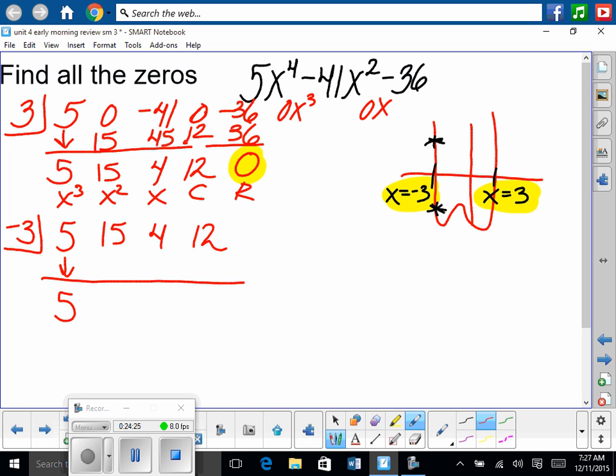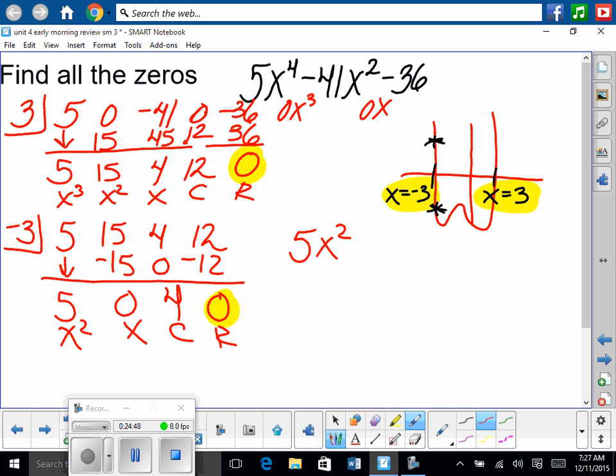Drop that down, we get -15, add straight down 0. 0 times -3 is 0, add straight down 4. 4 times -3 is -12, add straight down 0. So our remainder is 0, we've done this correctly. If this is our remainder, this is our constant. If that's our constant, that's our x. If that's our x, that's our x squared. So we have 5x squared, and then plus 4. Now that's our quadratic. That's not our answer though, but we know how to solve that. So we'll set it equal to 0, solve for x piece by piece.